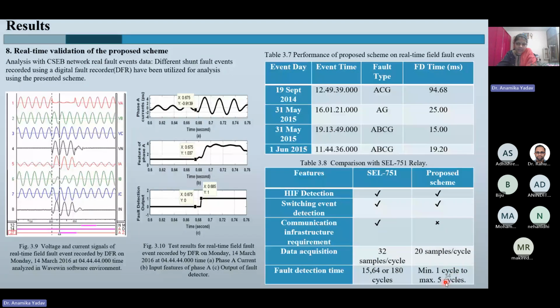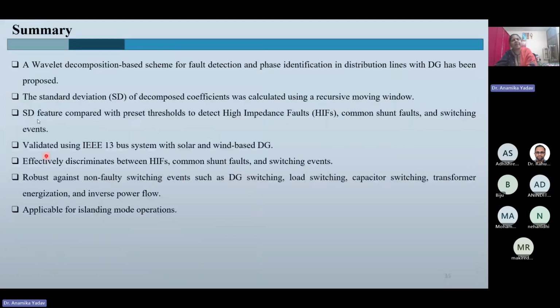maximum 5 cycles time. So finally comes the summary, wherein in this scheme we have proposed a wavelet decomposition based method for fault detection and faulty phase identification of distribution line system. Standard deviation feature of the approximate coefficient has been calculated using a recursive moving window of 20 samples, and the SD feature is compared with the preset threshold value to identify the presence of high impedance fault or common shunt fault, or distinguish these faulty events from the switching events.